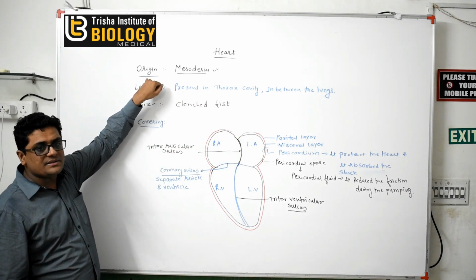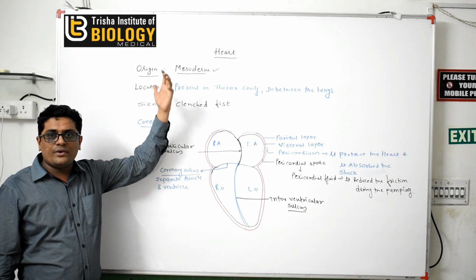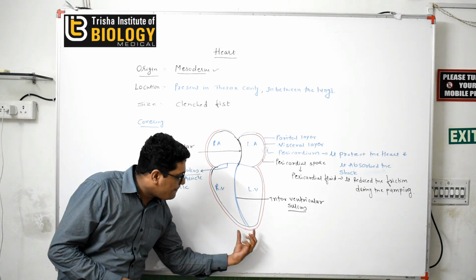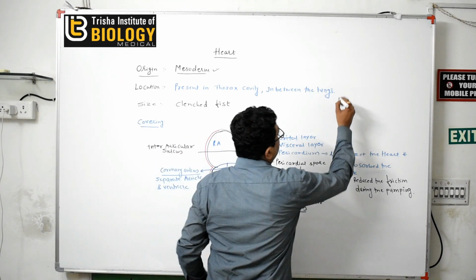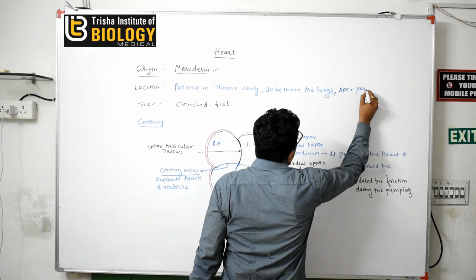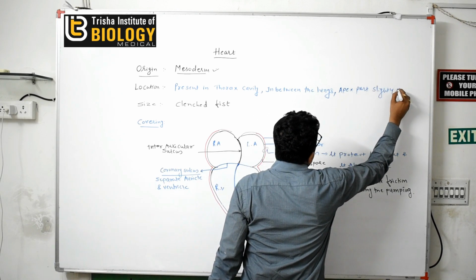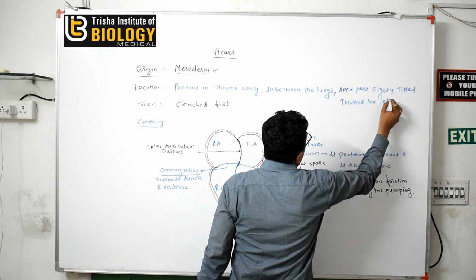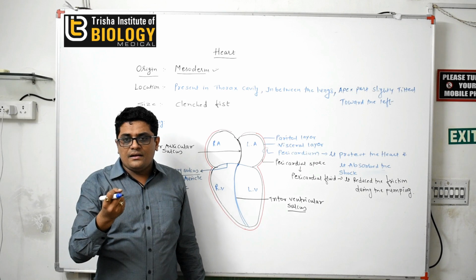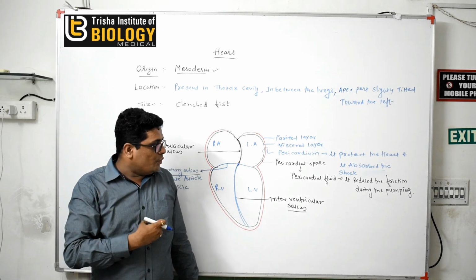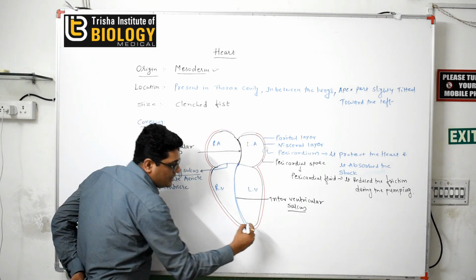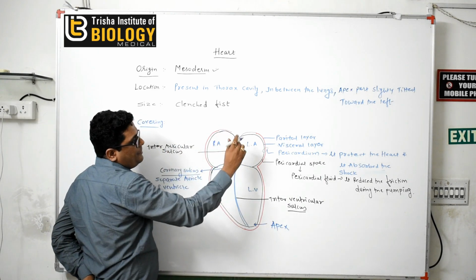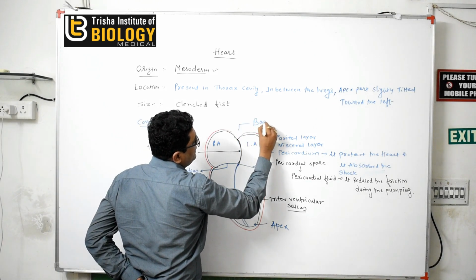Let's recap. First, from where does the heart originate? The heart originates from the mesoderm. Where is it located? It is located in the chest cavity or the thoracic cavity, in between the lungs. And one more thing, the apex part is slightly tilted towards the left side. That's why we feel the beat of the heart towards the left side. In the heart, the lower pointed part is called the apex, and the upper broad part is known as the base of the heart.